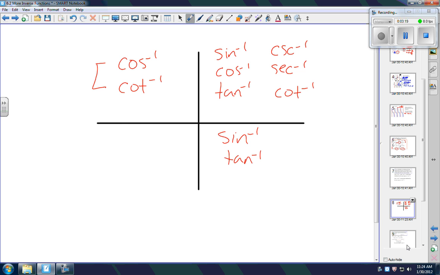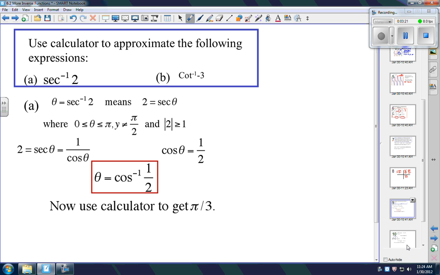Okay. So here's 2 examples to finish up. Use your calculator to approximate the following. Now we can do these by hand. Okay. Not everything you can. If you want to check them in your calculator, you're welcome to.